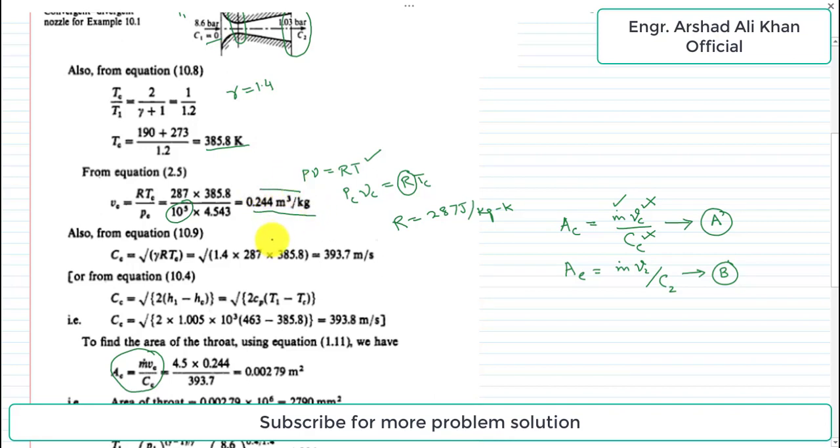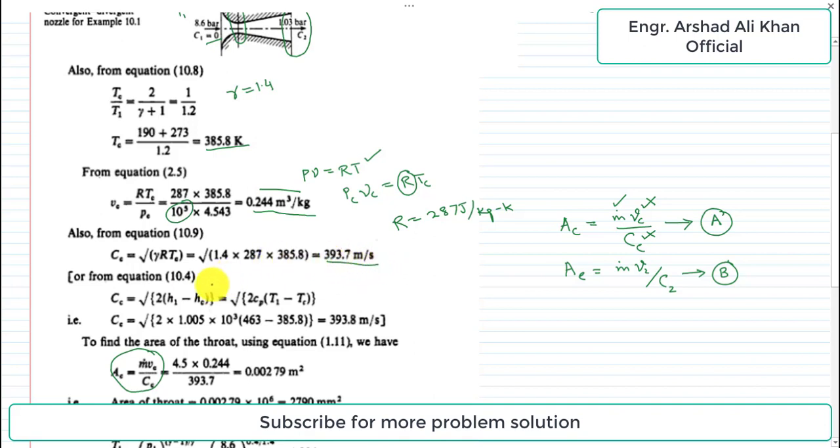Now further, to find the velocity at the throat, we have two expressions to calculate it. First, under root gamma R Tc. Gamma is given 1.4, R is given 287, Tc is the throat temperature and it is 385.8. So simplifying this, we get 393.7 meter per second.